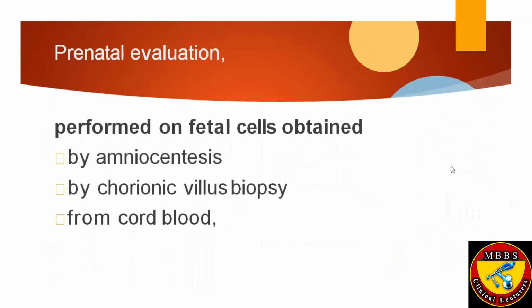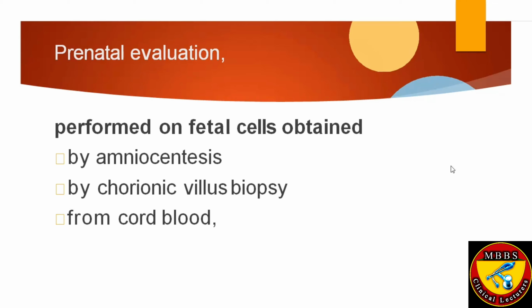When we are talking about these genetic disorders, there should be a proper evaluation. The first evaluation that can be done is prenatal evaluation on the basis of the previous history. That is performed on the fetal cells, which are obtained either by means of amniocentesis or by chorionic villus biopsy or from the cord blood.